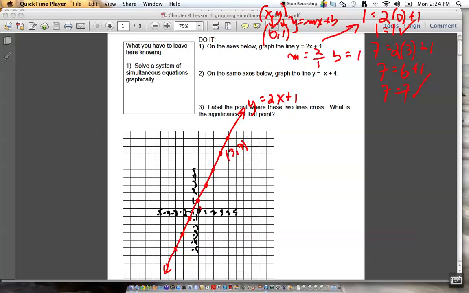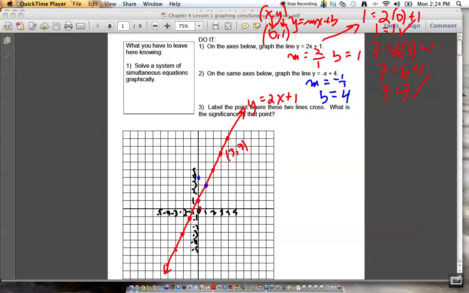Now, the same thing can be said when we graph the next line. Y equals negative x plus 4. What is the slope of that line? Come on, guys, help me out. What's the slope of that line? Anthony? Negative 1 over 1. Good. And what's the y-intercept? 4. So I begin at 4, and then I go down 1 over 1.